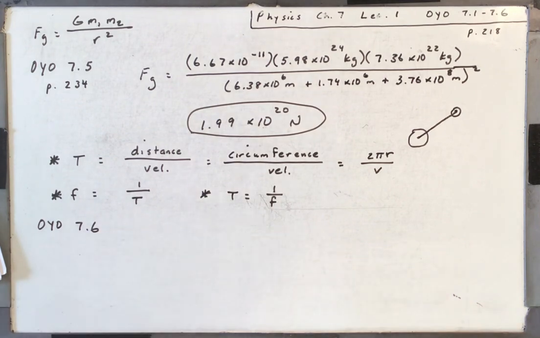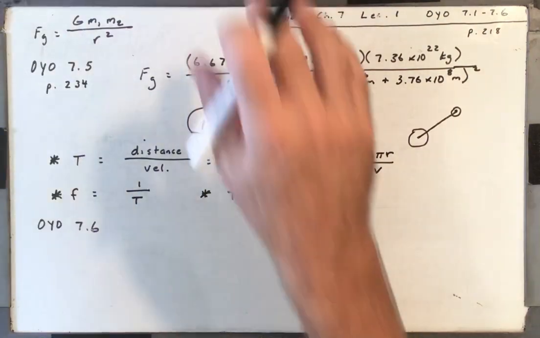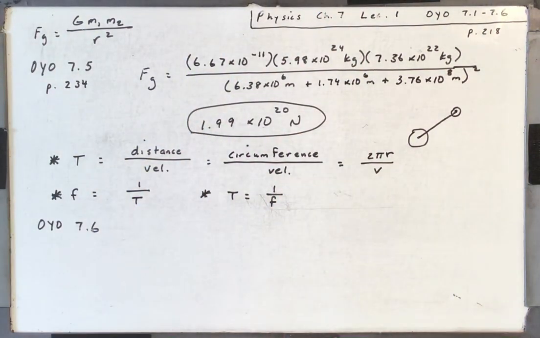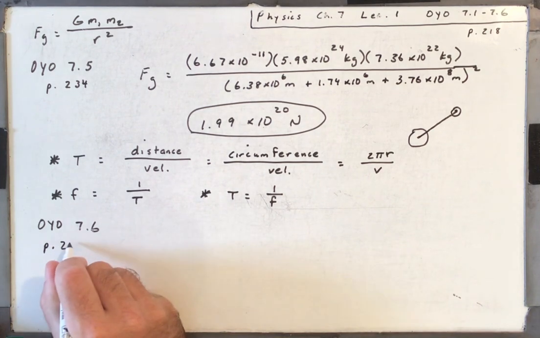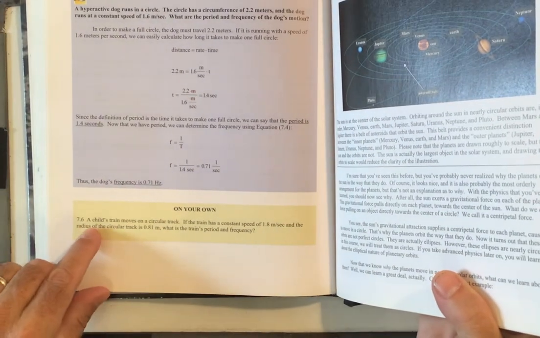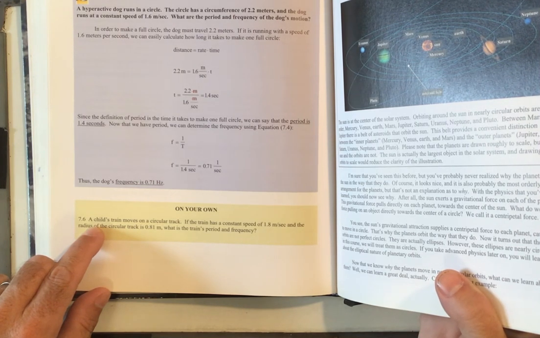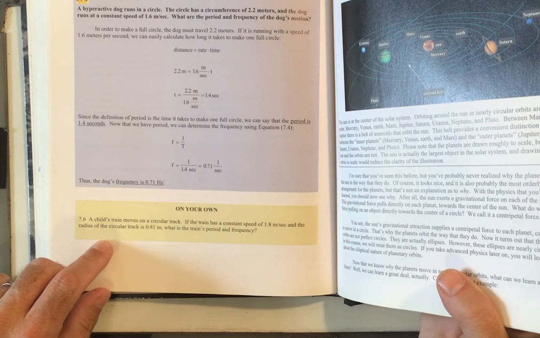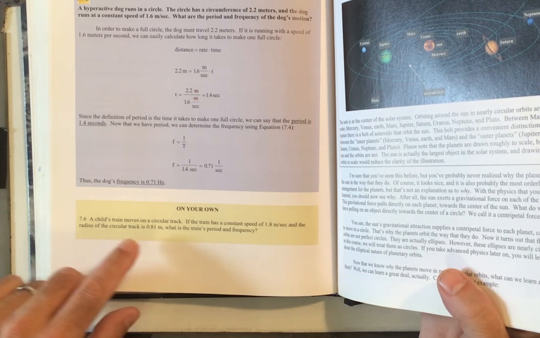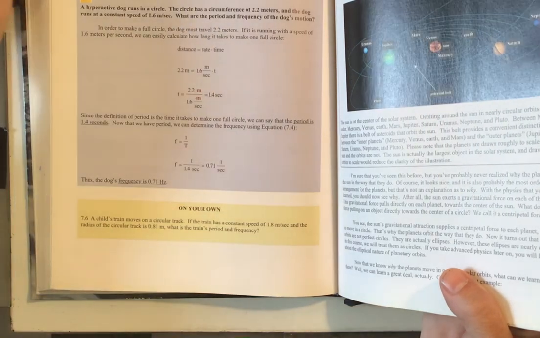7.6. Okay, and that is on page 236. All right, it says a child's train moves on a circular track. If the train has a constant speed of 1.8 meters per second and the radius of the circular track is 0.81 meters, what is the train's period and frequency?